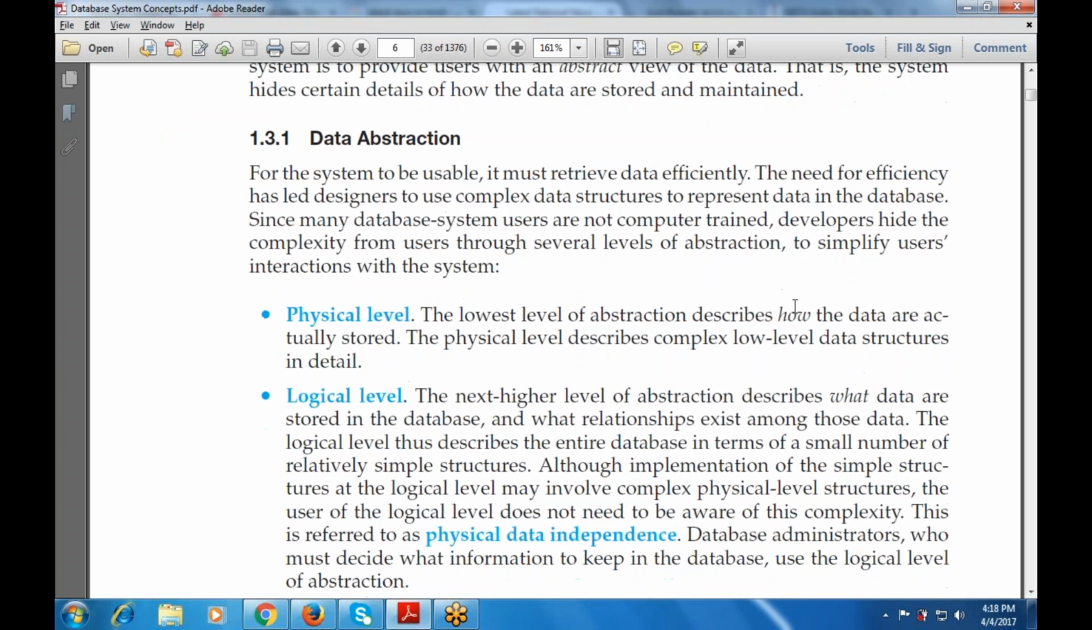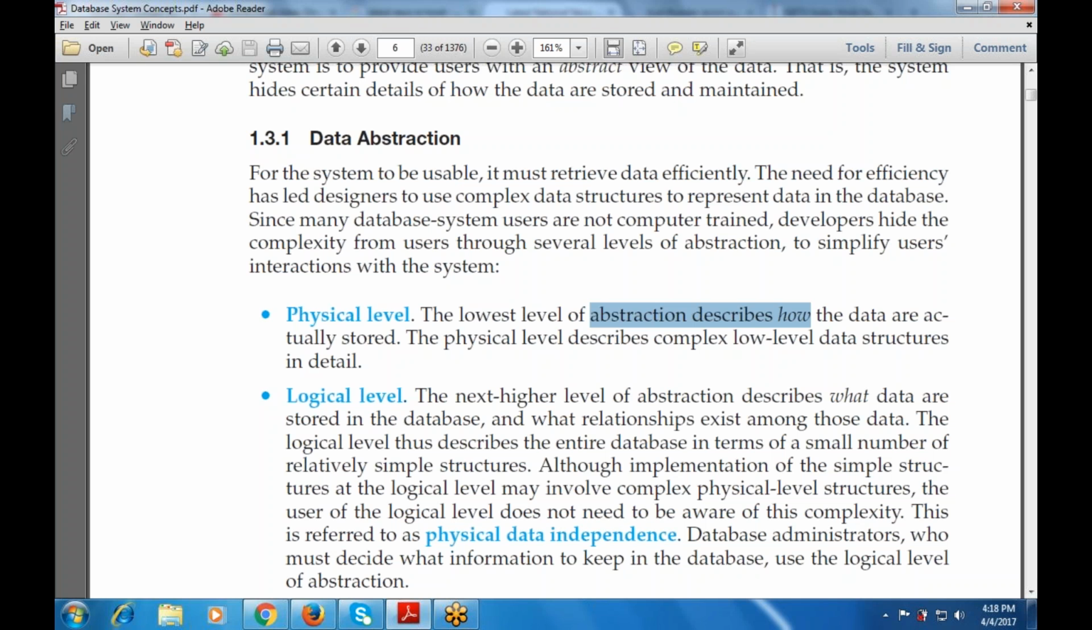This is the lowest level of abstraction, which describes how the data are actually stored. The physical level describes the complex low-level data structures in detail. The next is the logical level, that describes what data are stored in the database and what relationships exist among these data.